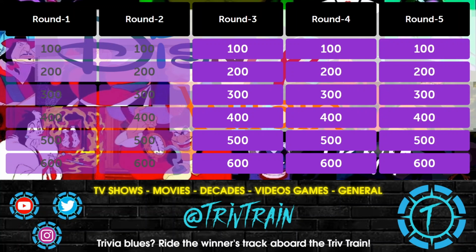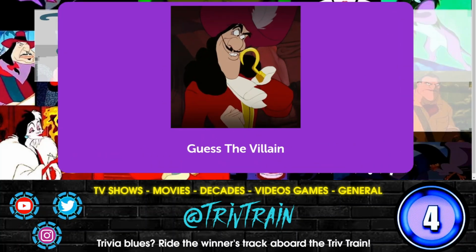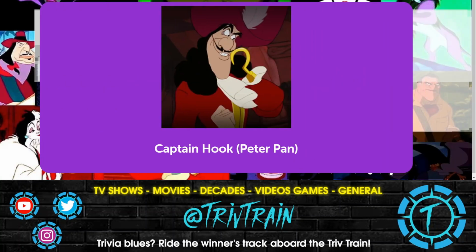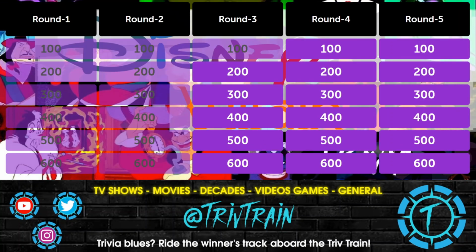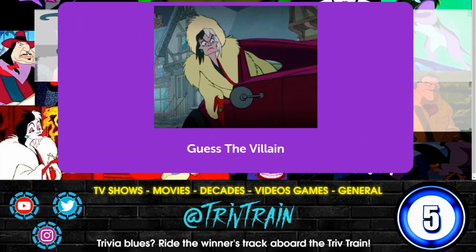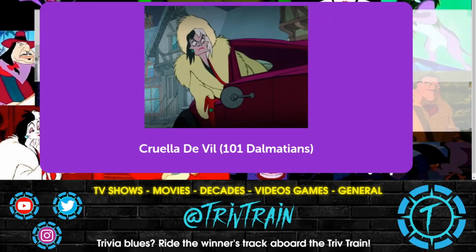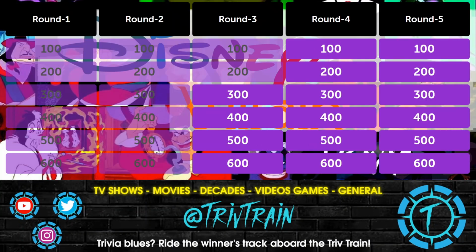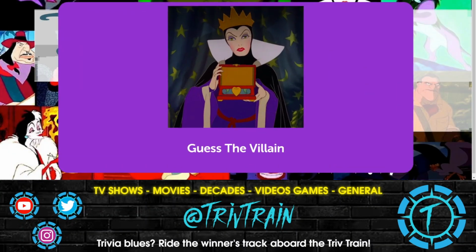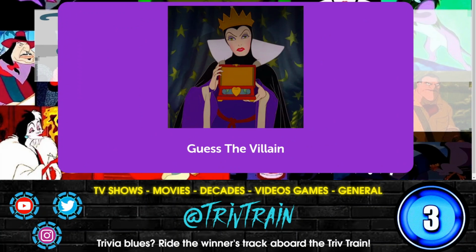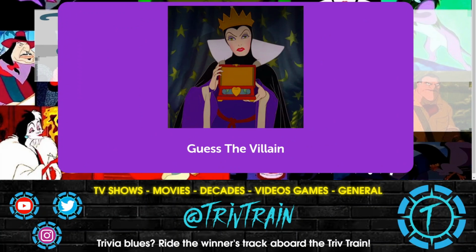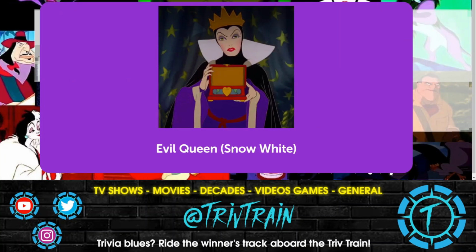Round 3 for 100. Guess the villain. The correct answer, Captain Hook from Peter Pan. Round 3 for 200. Guess the villain. The correct answer, Cruella de Vil, 101 Dalmatians. Round 3 for 300. Guess the villain. Correct answer, the Evil Queen from Snow White.